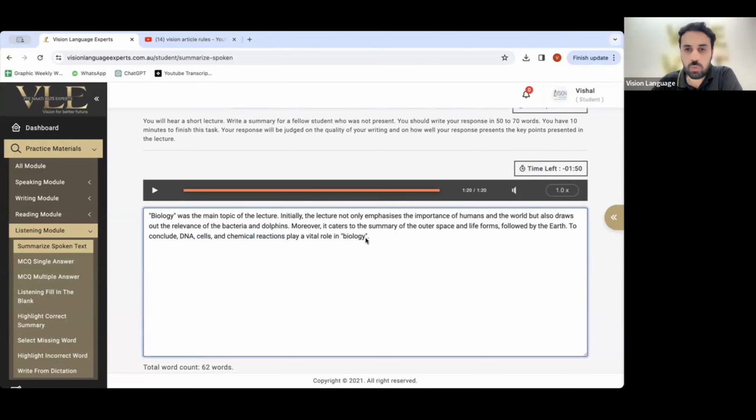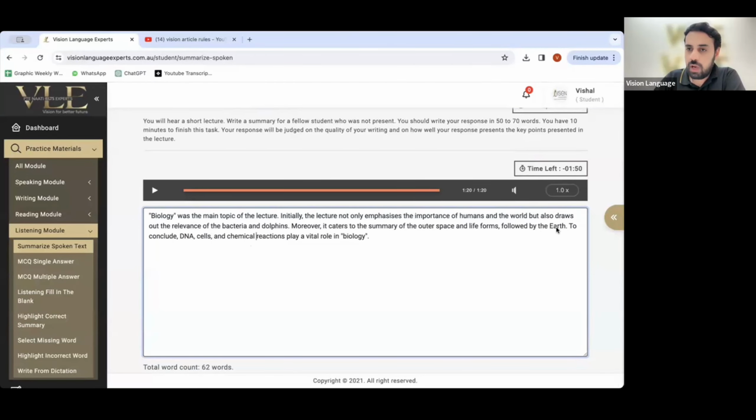Let's read it once more from bottom till top. Biology in role, vital, a, play, reactions, chemical, and cells, DNA, conclude, to. Make sure that there's no double space. How to analyze if it's a double space? You would see a gap over here. Okay, so make sure there's no double space. Make sure there's enough spacing as well.